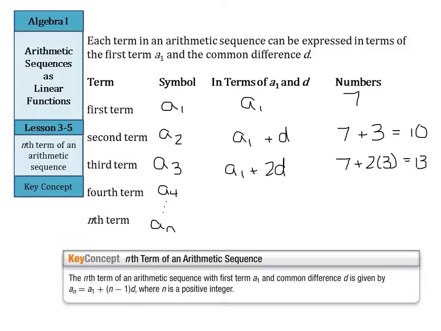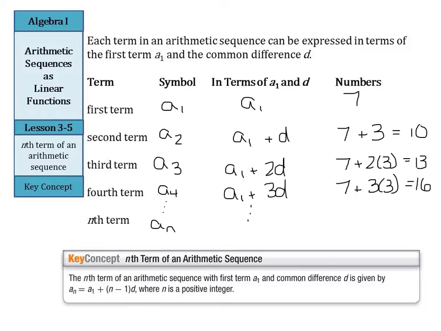What about the fourth term? Well, following this pattern, this would be A1 plus 3 common differences, or 7 plus 3 times 3, which would get us 16. Now, what about the nth term?